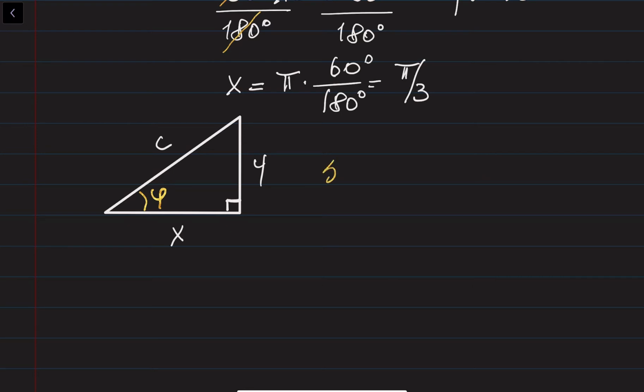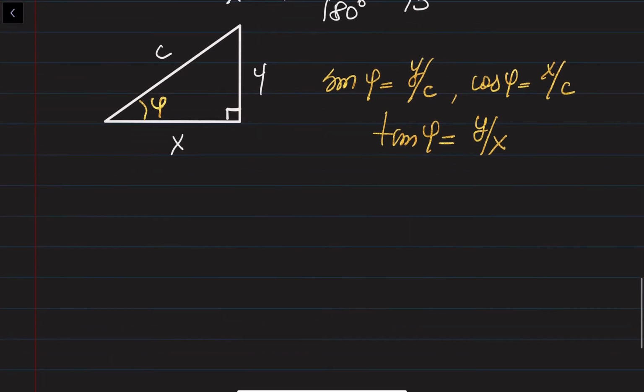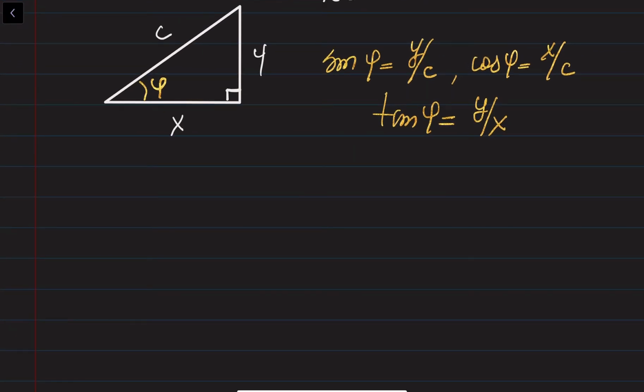then the sine of phi is going to be defined as y divided by c, and the cosine of phi is going to be defined as x divided by c, and the tangent of phi is going to be defined as y divided by x. So we are going to define the trigonometric functions on these circles. Essentially, if you're given a circle, let me draw this one more time.